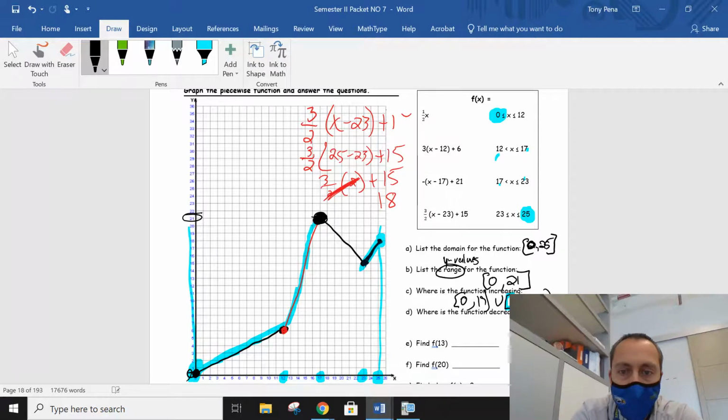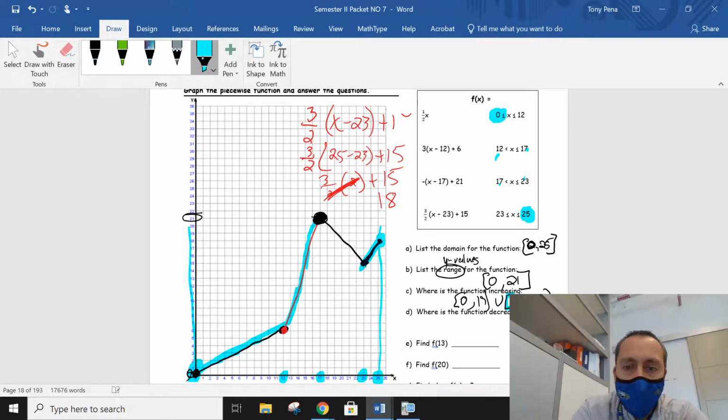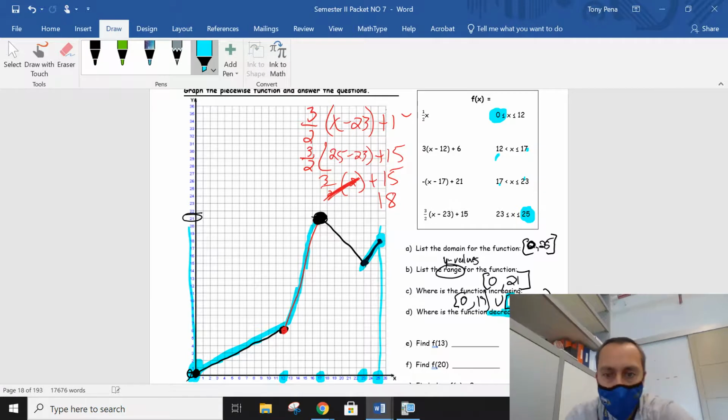All right, so with that being done, do the decreasing interval. We did that one with me. Do the decreasing interval. Make sure we remember how to write that.